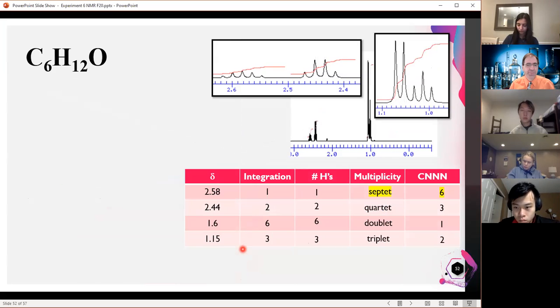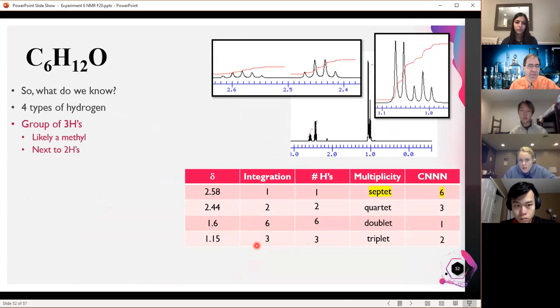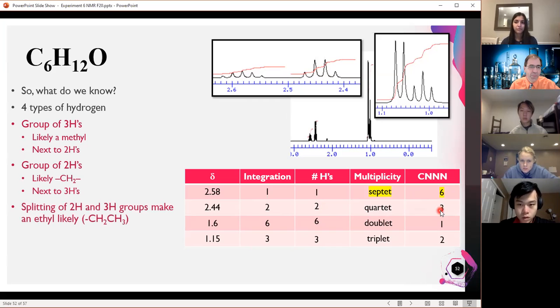All right, so what do we know? Now, we know that we have 1, 2, 3, 4 types of hydrogen. We know that the group of 3 hydrogens has to be next to 2 hydrogens, and the group of 2 hydrogens is next to 3 hydrogens. Well, that's probably the ethyl group.